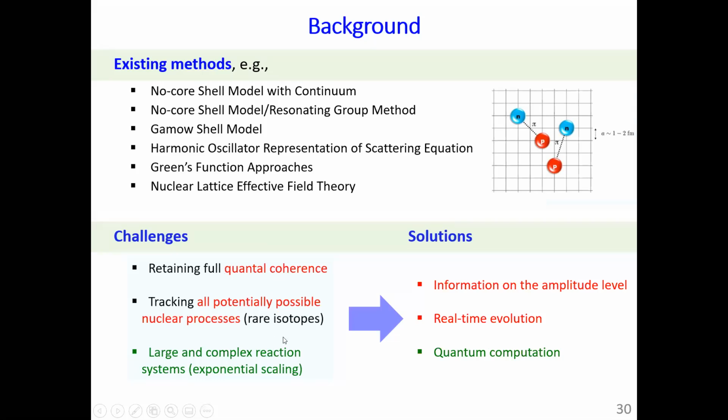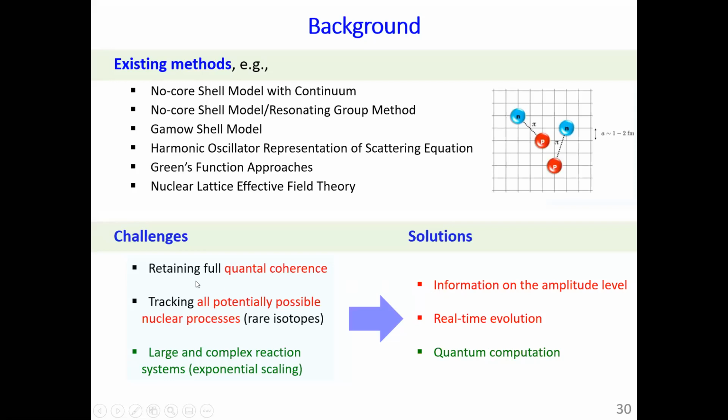If we want to study large and complex reaction systems, more and more resources are going to be required. And as I discussed before, as the particle number of the reaction system grows, there is an exponential scaling up of the computational resources for a classical computer. That's why we come to the following solutions.